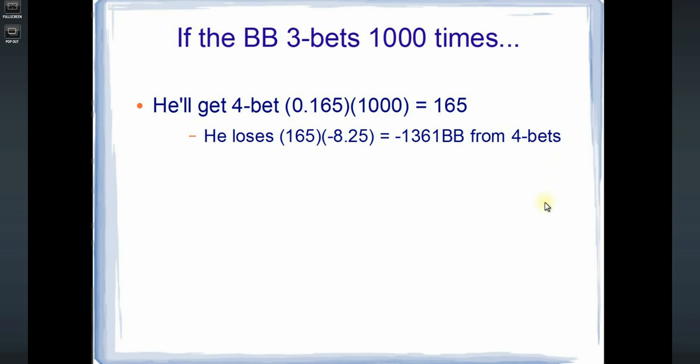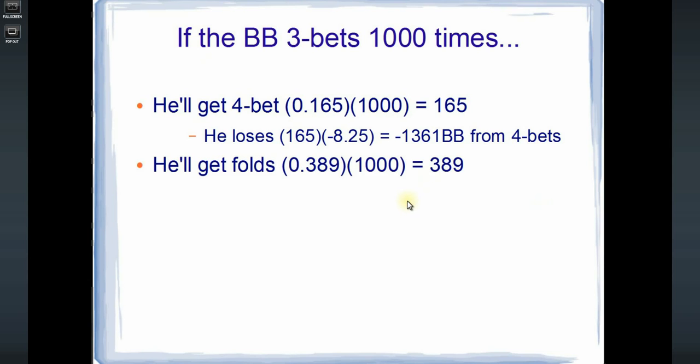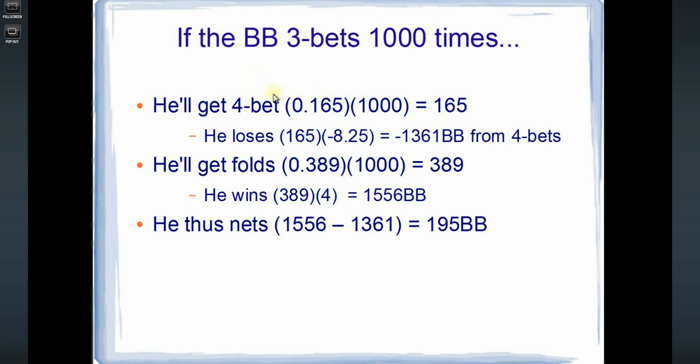Remember, the 3-bet size was 9.25 big blinds when out of position, so that means the big blind effectively risked 9.25 minus 1 for 8.25 big blinds total. So in other words, when the big blind 3-bets and folds to a 4-bet, he lost 8.25 big blinds more than he would have if he had just folded pre-flop without 3-betting. Big blind gets folds 1,000 times 38.9% of the time for 389 times total. And then every time the big blind gets folds, he wins 4 big blinds. So 389 times 4 equals 1,556 big blinds total. And the big blind thus nets 1,556 minus 1,361. So the big blind nets 195 big blinds total pre-flop without seeing a flop.